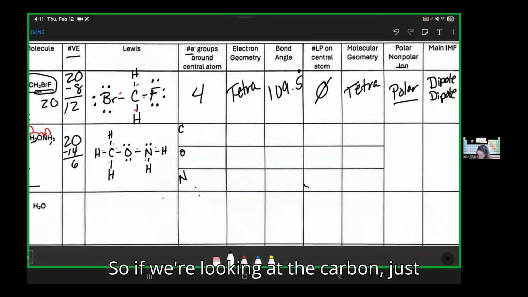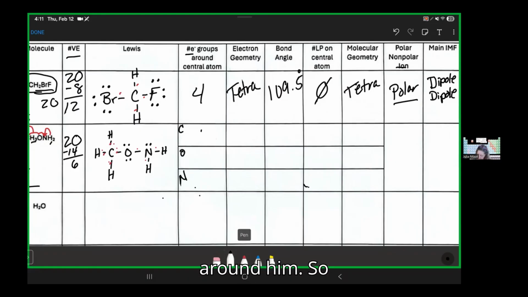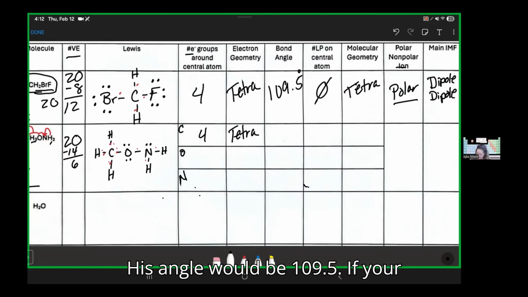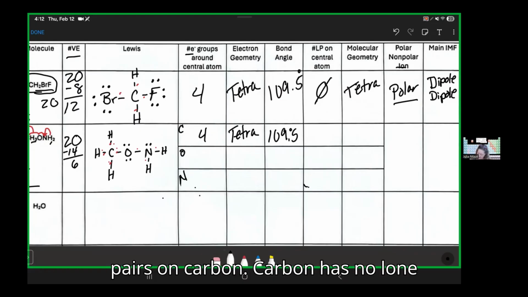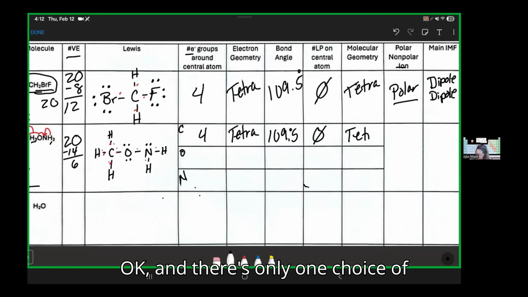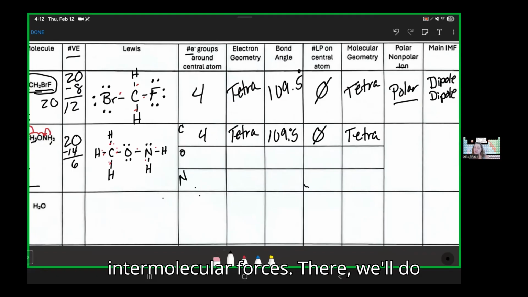If we're looking at just the carbon, he's got 1, 2, 3, 4 groups around him, so he's tetrahedral in electron geometry. His angle would be 109.5 if your instructor uses the 0.5. There are no lone pairs on carbon, so his shape stayed the same. There's only one choice of whether it's polar and what its intermolecular forces are. We'll do that at the end.